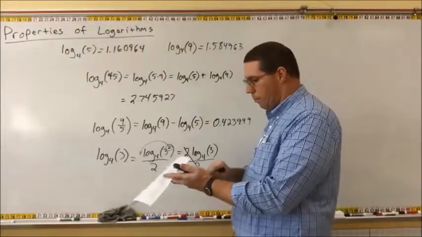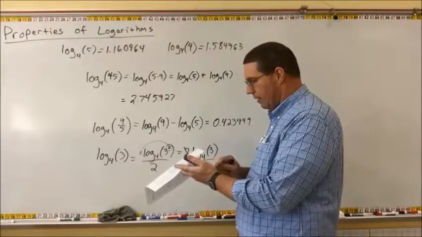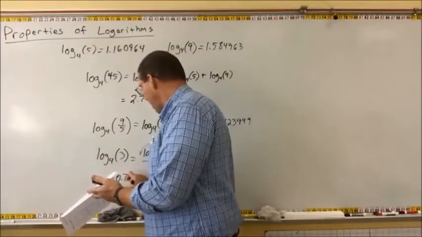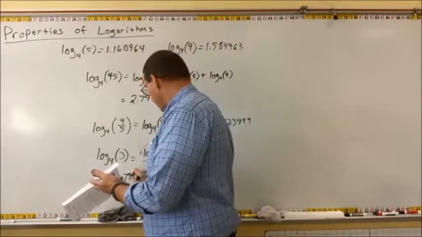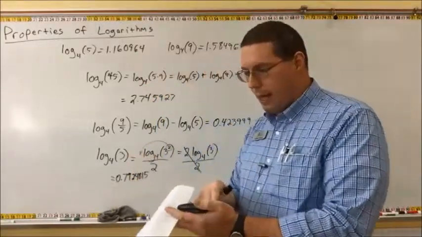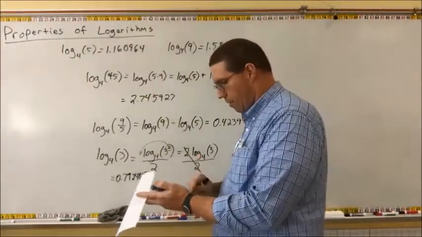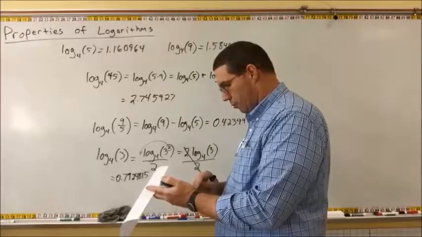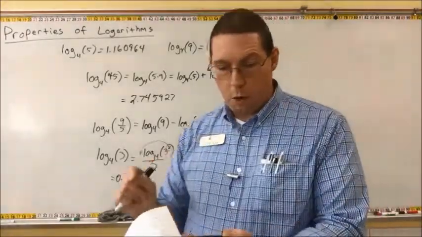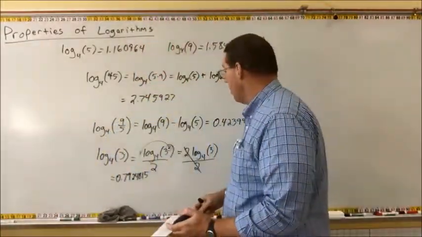So we'll just take this 1.584963 and divide it by 2. And that'll give us 0.7924815. And let's see, if we do 4 to this power, what do we get? All right, I'm going to hit 4 to the power of, you can do this with me, 4 to the power of 0.7924815. And I press enter and I get 3.0000103, which is basically 3. Okay, so there we go.